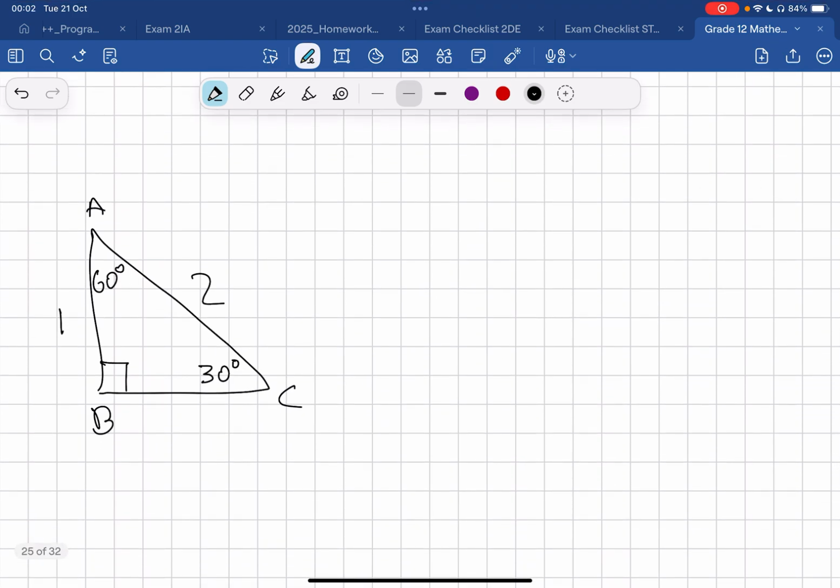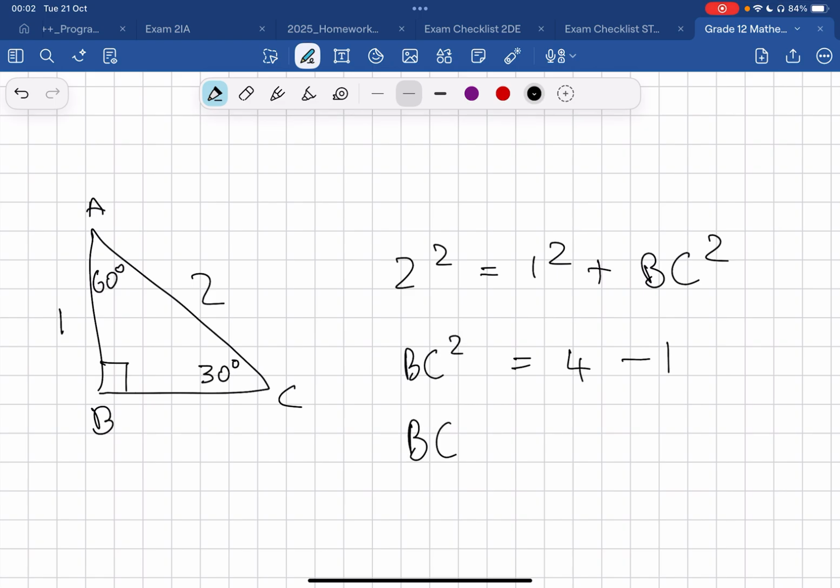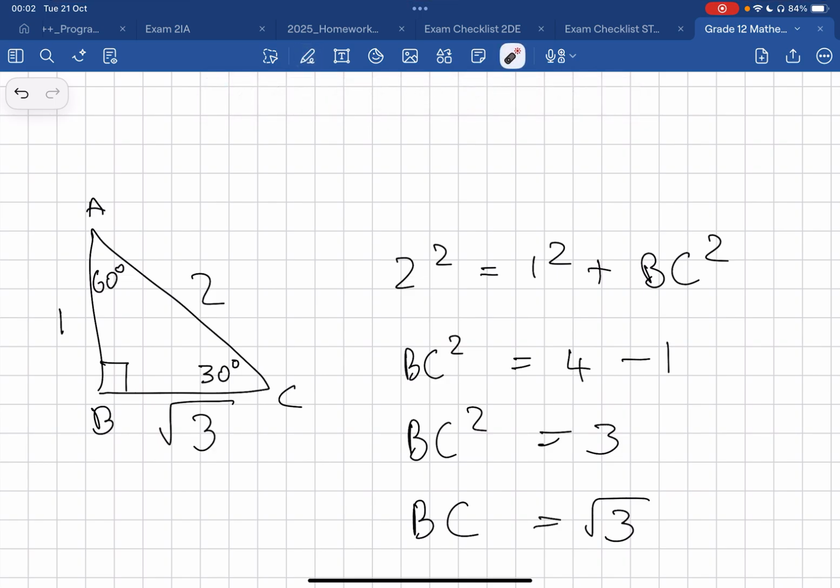To work out the third side, 2 squared is equal to 1 squared plus BC squared. So BC squared is 4 minus 1, so BC squared is 3, meaning BC is the square root of 3. So we can see that cos of 60 degrees is adjacent over hypotenuse, so it's 1 over 2. And sin of 60 degrees is opposite over hypotenuse, so it's root 3 over 2.